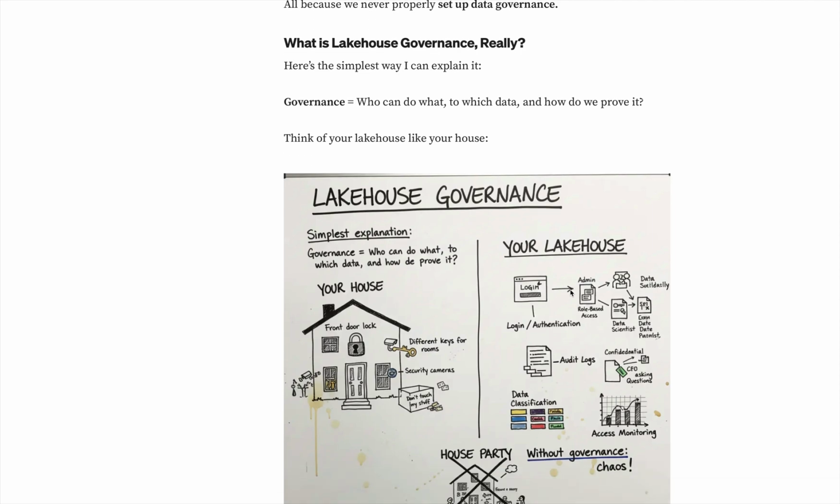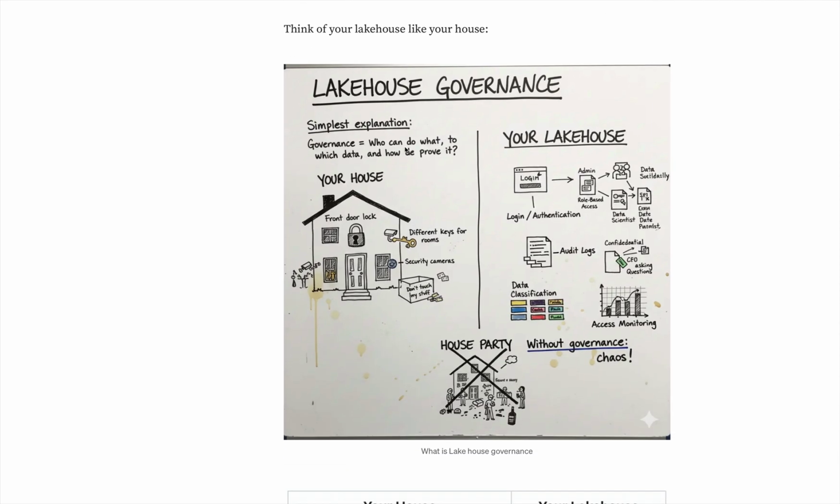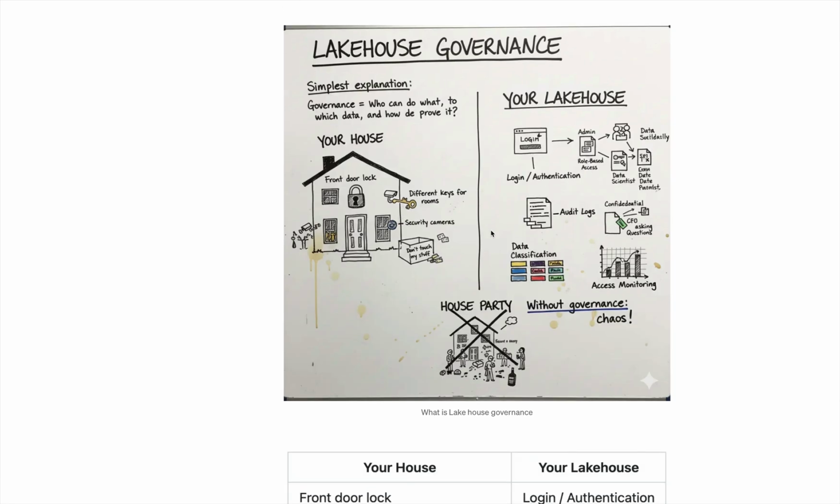This is your lakehouse, like your house. In your house, who can do what? You have different keys, and you can go to different rooms if you have the key. If you have an almirah, you don't have keys, all right? Let's say a helper can only access a few items and the owner can access the almirah. We also have a security camera, so we can check who is doing what. So this is your lake.